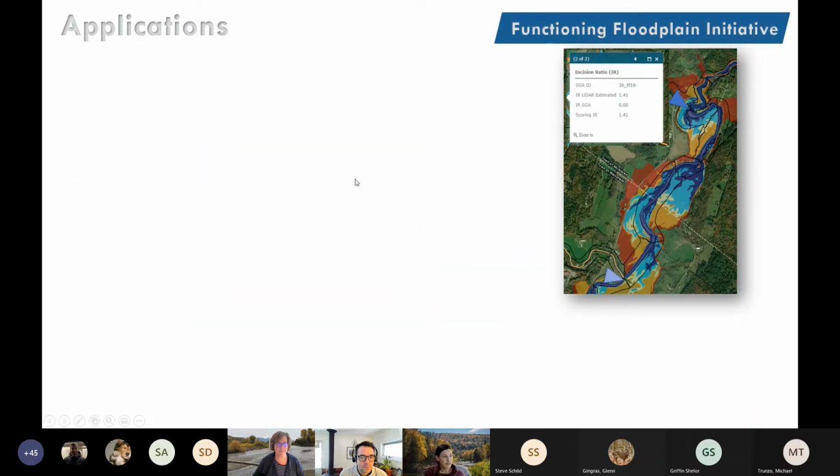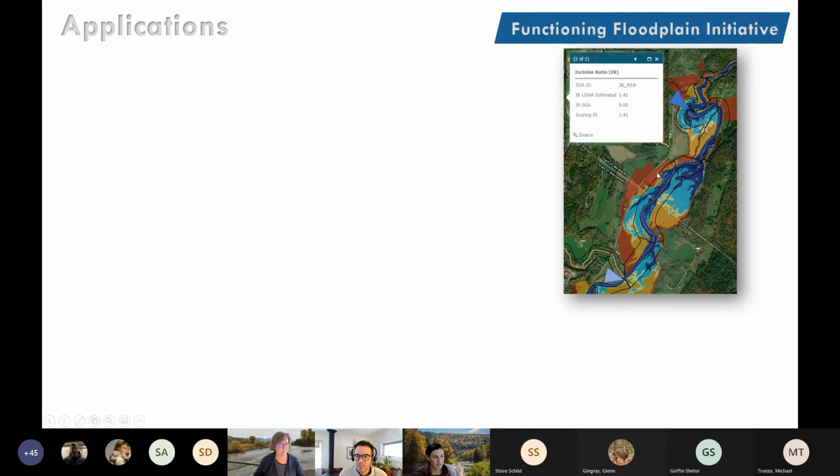So kind of moving on finally to thinking about some of these applications, right? So we've got these maps, we're cranking them out. What are some of the applications? Well, as a baseline, this information is serving as a base map for the Functioning Floodplain Initiative, like I talked about. And so this is just an example of what we might see within that application.